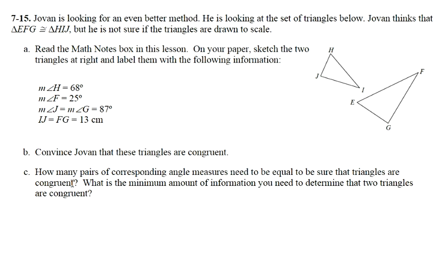Well, I would say probably just two, because if I have two angles in one triangle congruent to two in another, it forces the thirds to be congruent because of the triangle angle sum theorem. And then it says, what is the minimum amount of information you need to determine that the two triangles are congruent? Well, it looks like a couple of angles and maybe a side, at least one of the corresponding sides. So we'll leave this video at this point right here.